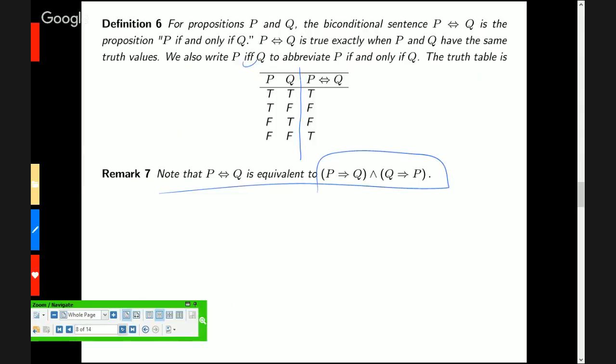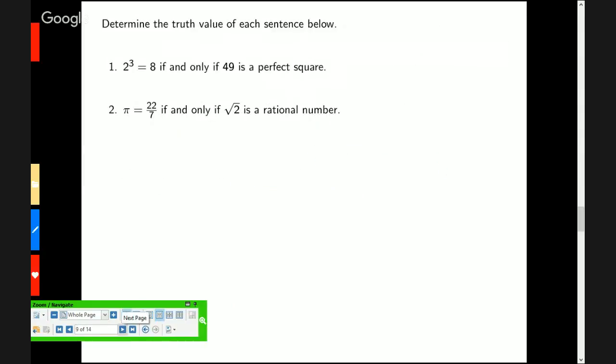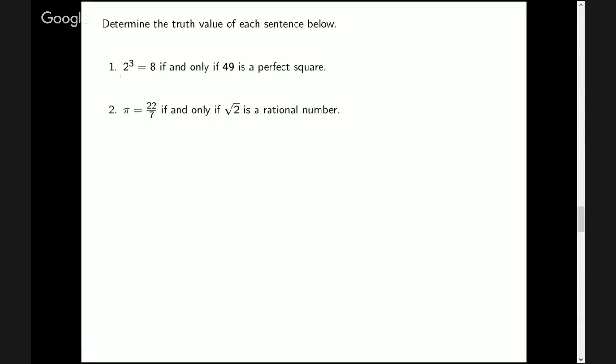Okay, so keeping that in mind, let's look at some truth values of these sentences. 2 cubed equals 8, true or false? 49 is a perfect square. So true if and only if true. True or false? True. They're both the same.